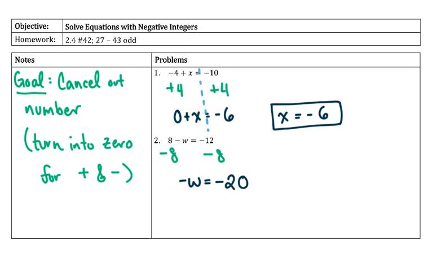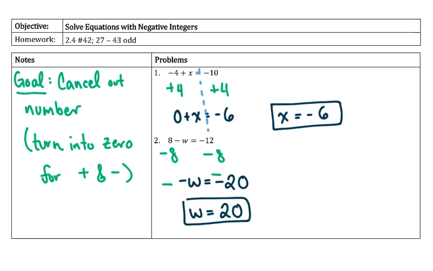And now we have -w on the left-hand side equals -20 on the right-hand side. Now this variable is almost by itself here, but we still need to get rid of the negative. How do we get rid of a negative? By turning it into a positive, by putting on another negative here. But if we put on another negative on one side, as always, we have to do the same thing to the other. So now we have positive w on the left-hand side, and the two negatives on the other side also simplify to a positive. We end up with positive w equals +20.